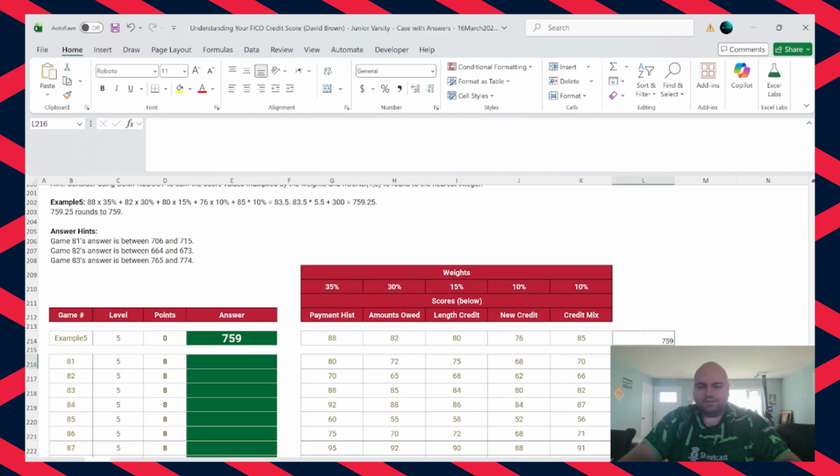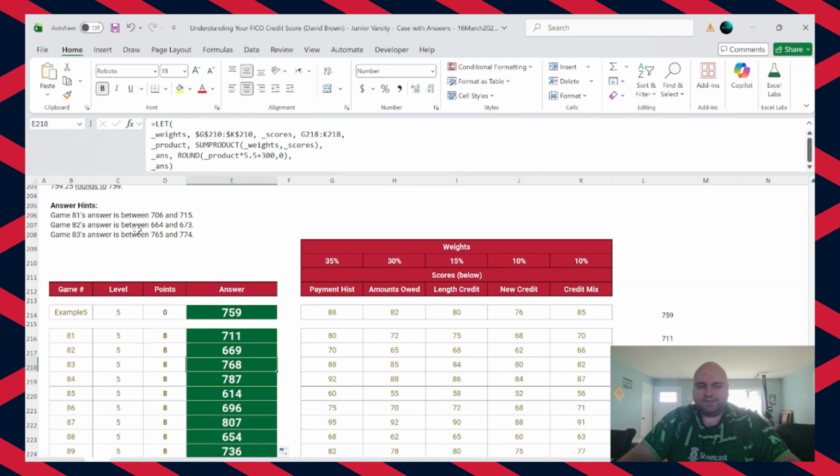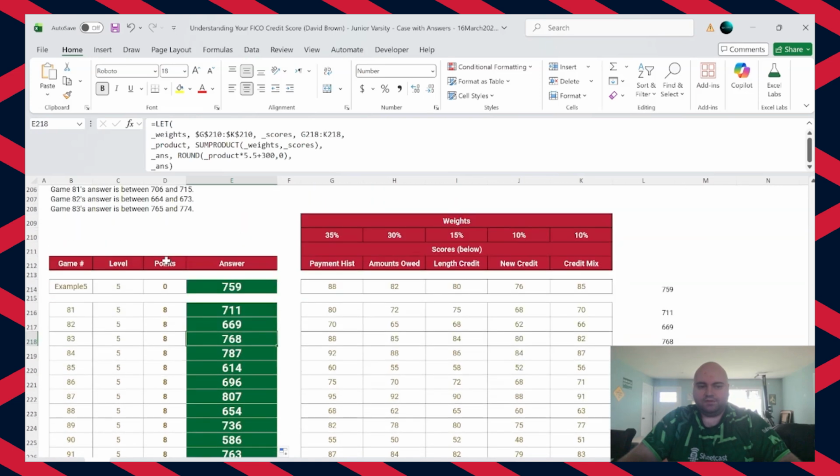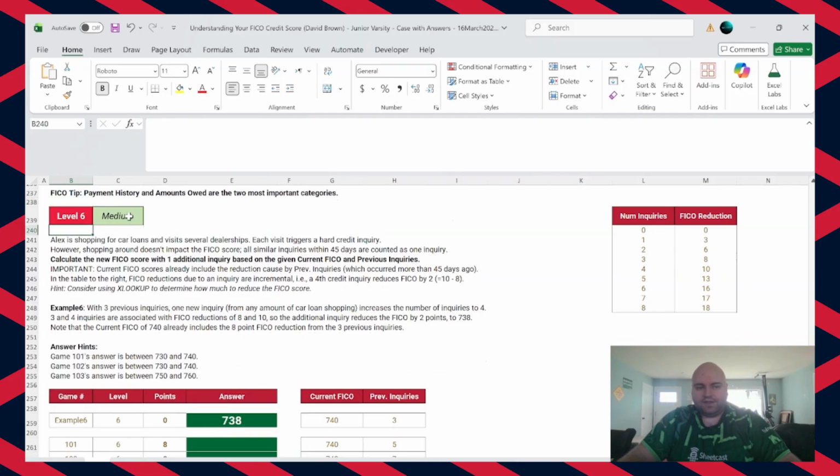759. Well, let's copy the formula over so that way we have it here. Drag it down. 711 is between 706 and 715. 669 is between 664 and 673. 768 is between those two. Perfect. So I think this is good to go here. FICO tip, payment history and amounts owed are the two most important categories. That is true.